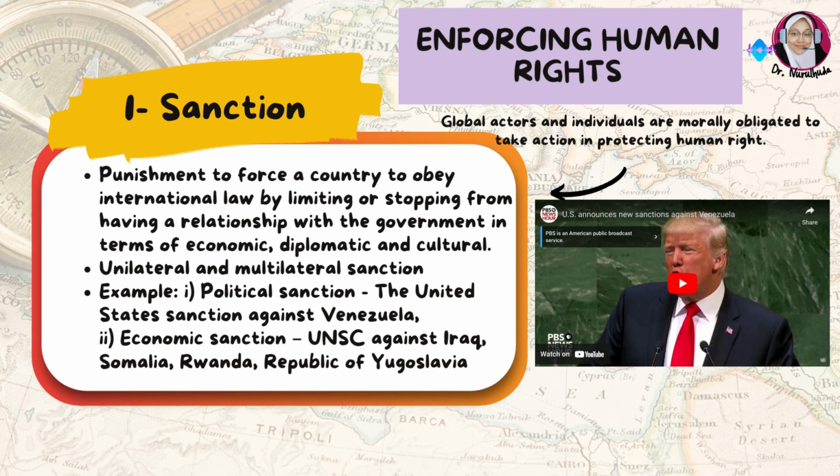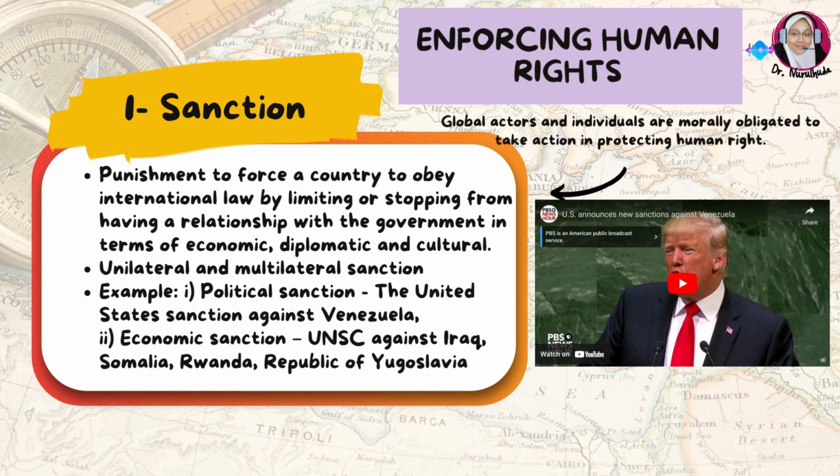Now we move on to how these human rights are being enforced. Basically, global actors and individuals are morally obligated to take action in protecting human rights. It is the role of everyone. First, by way of sanction. What is a sanction? It is a punishment to force a country to obey international law by limiting or stopping its relationship with the government in terms of economic, diplomatic, and cultural ties. It can be a unilateral or multilateral sanction.